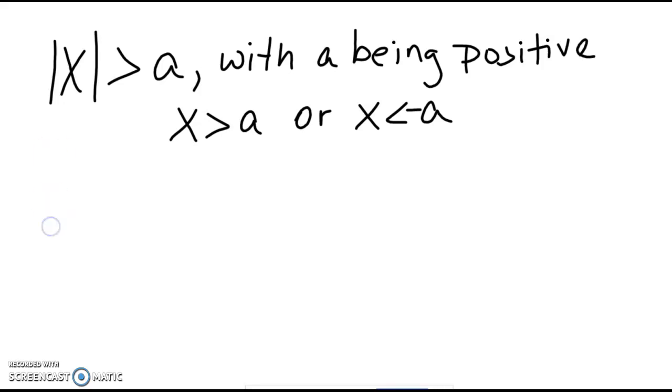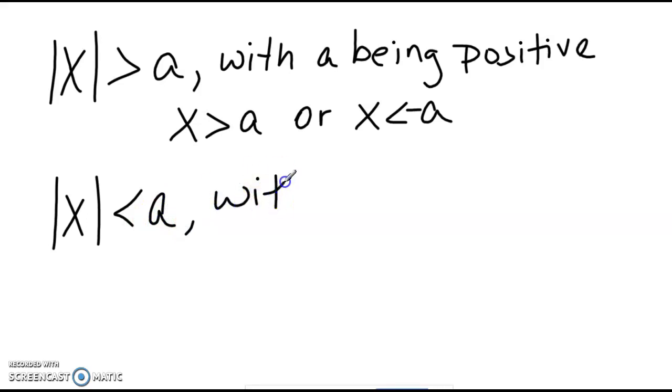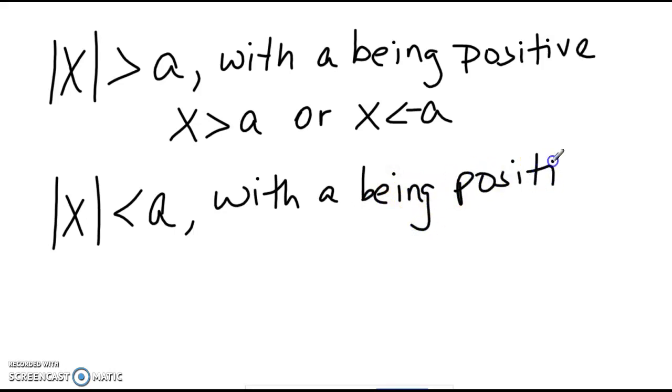And then when we have an absolute value of x that is less than a, again with a being positive, we are going to write it as the union, and so x will be in between positive a and negative a. So it's going to be greater than negative a and less than positive a, because the absolute value is less than a. So it's got to be everything in between those two values.